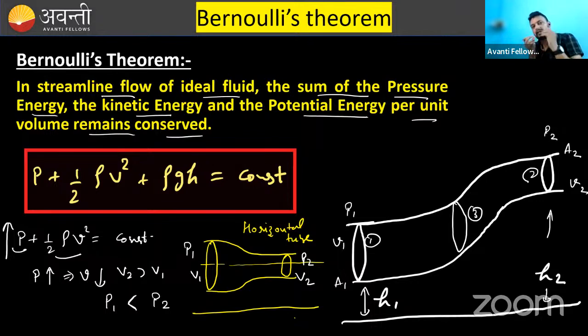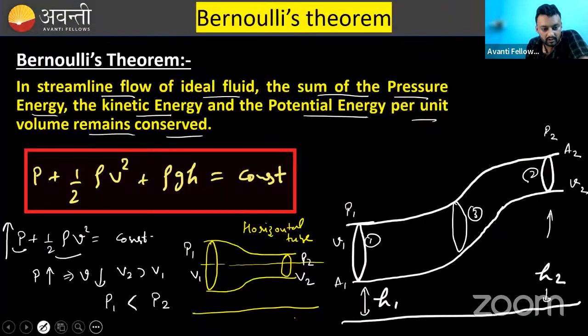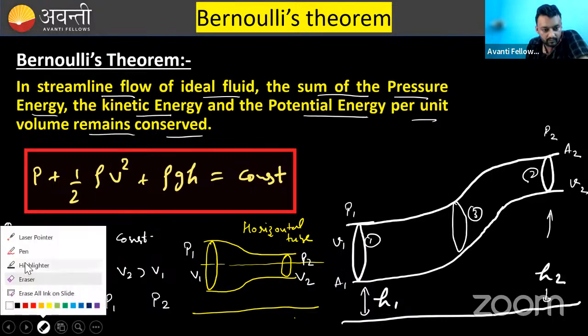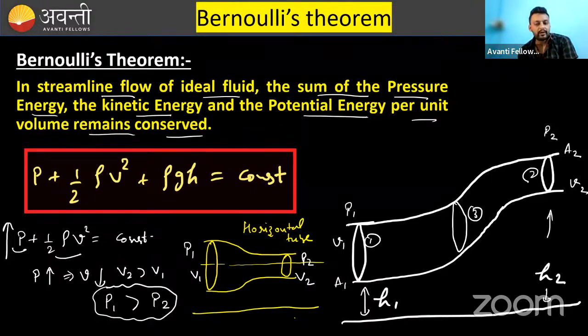Narrower the part, narrower the area, higher the velocity. So v2 is greater than v1. When velocity increases, pressure decreases. That means v2 is more, so p2 will be less. Are you getting my point? Can you realize what you made wrong in your answer? And everyone was making the same mistake.